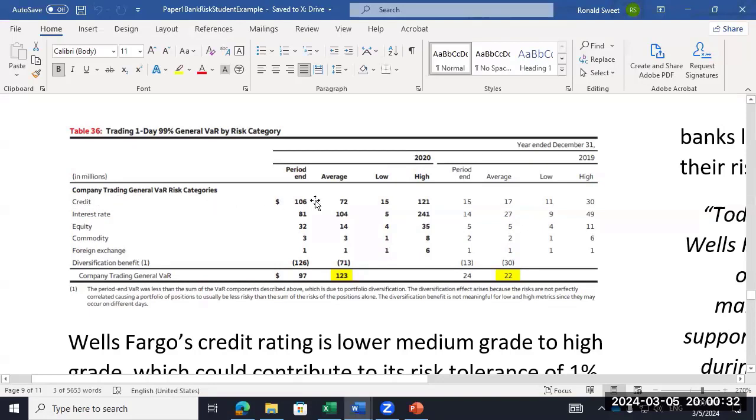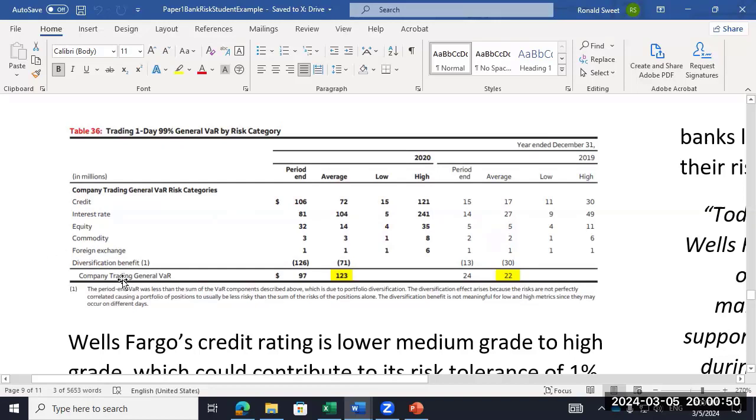You notice here they have credit as the top line. Credit is the largest risk for a bank, but interest rates is the biggest risk of the market risk. But they throw the credit risk in there as part of their value at risk. I don't want you talking about credit risk specifically, but it is part of their value at risk.